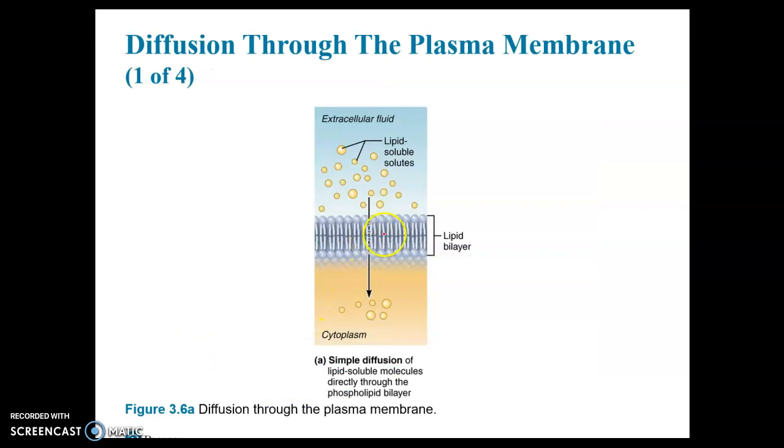And this is showing you an illustration of lipid-soluble molecules whose concentration is high. I'm just going to put an H for high. Their concentration is high outside the cell, and then an L for low, low inside the cell. So they're just going to simply diffuse through the phospholipid bilayer from their high concentration to their low concentration.